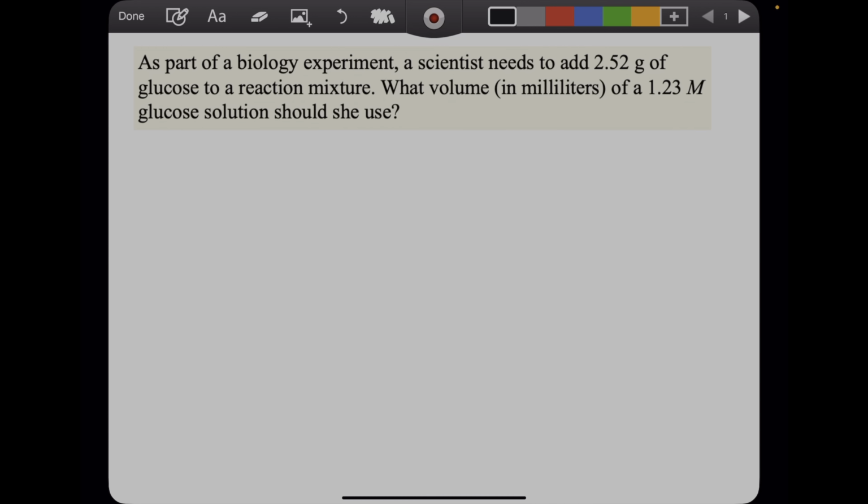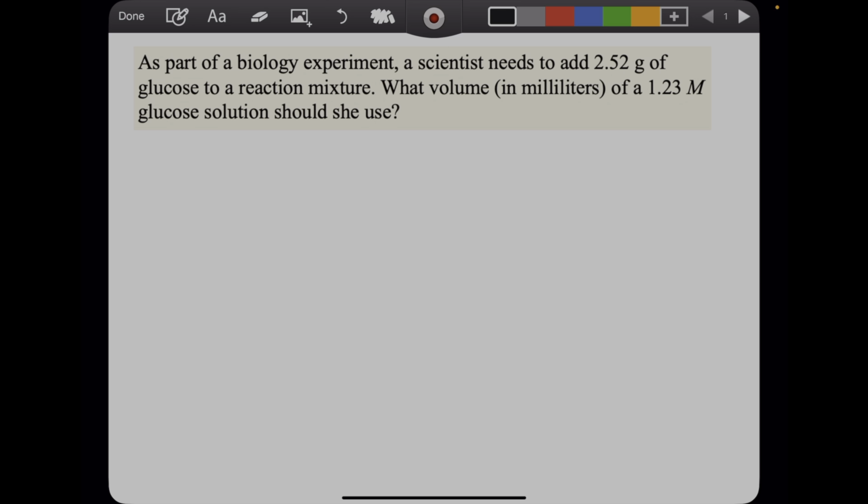So we have the following problem. It says, as part of a biology experiment, a scientist needs to add 2.52 grams of glucose to a reaction mixture. And it asks, what volume in milliliters of a 1.23 molar glucose solution should she use?